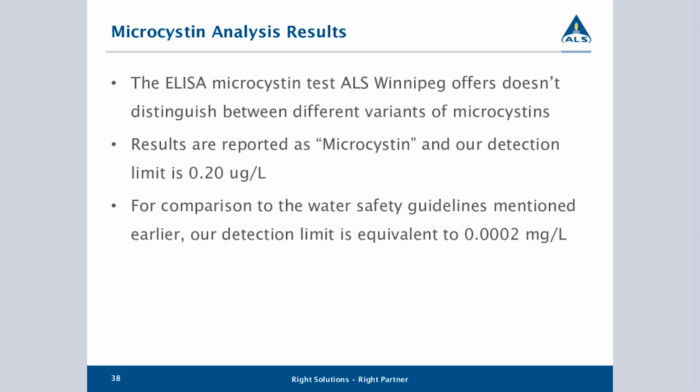Finally, when you submit a sample for microcystin, what type of results do you get? The ELISA microcystin test that ALS Winnipeg offers doesn't distinguish between different variants of microcystins. We provide results reported as microcystin, and our detection limit is 0.2 micrograms per liter. For comparison to the water quality guidelines that I mentioned earlier, the detection limit that we use corresponds to 0.0002 milligrams per liter.